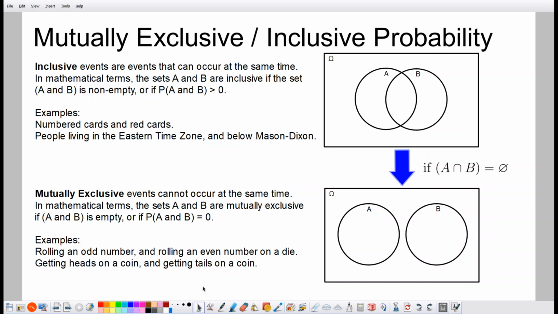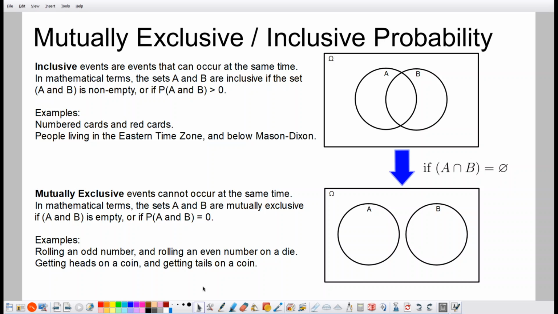But we could also say, hey, people that live below the Mason-Dixon line, if you're familiar with Civil War little trivia, the Mason-Dixon line was basically the thing that separates the North from the South in terms of the United States. Okay. Now, there are people that live both in the Eastern time zone and below the Mason-Dixon line, like we do here in Georgia.